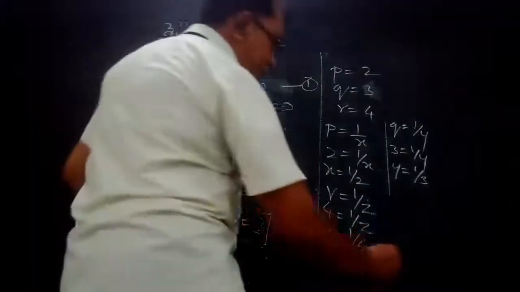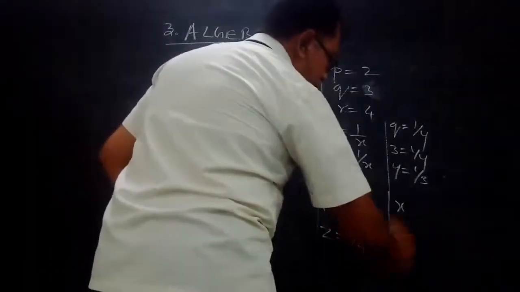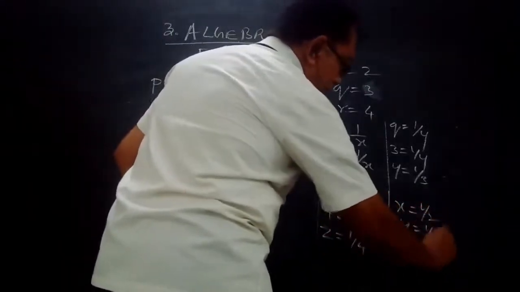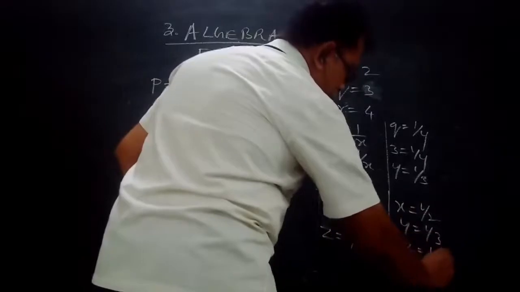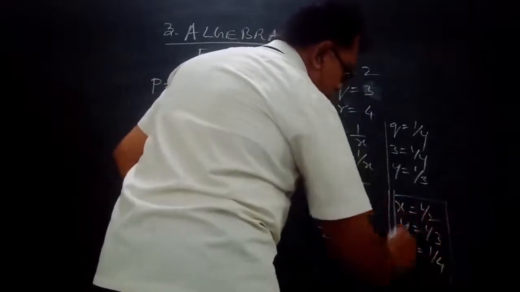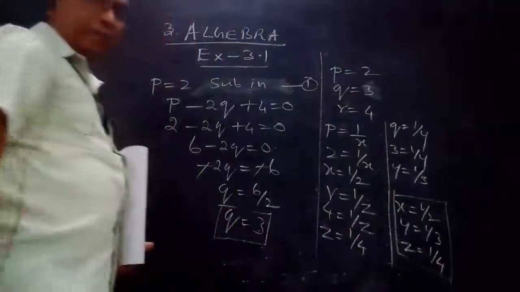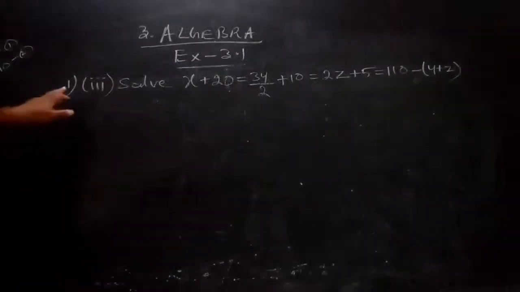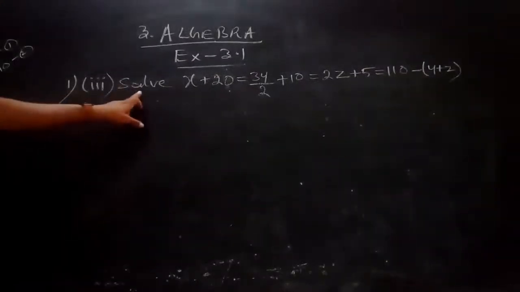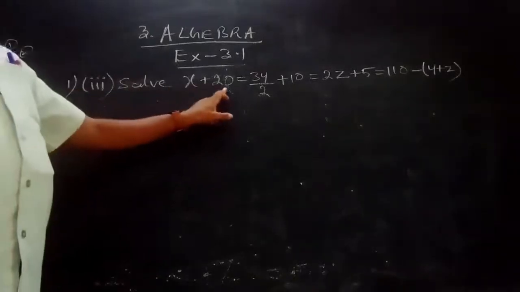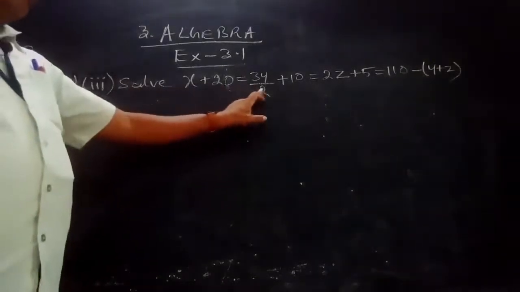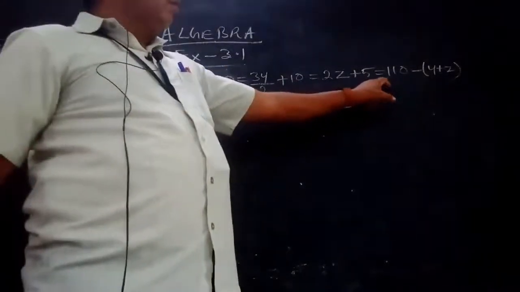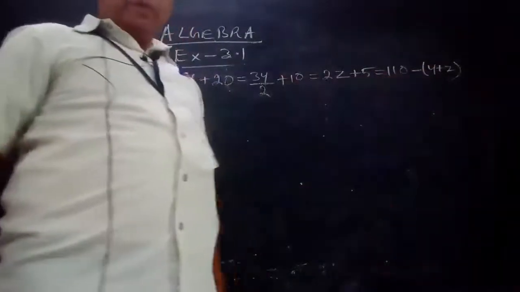Therefore, we are getting the three values. The x equal to 1 by 2 and y equal to 1 by 3, z equal to 1 by 4. We write this value in a box. That's all the answer. The exercise number 3.1. First Roman letter, third sum. Solve x plus 20 equal 3y by 2 plus 10 equal 2z plus 5 equal 110 minus y plus z.